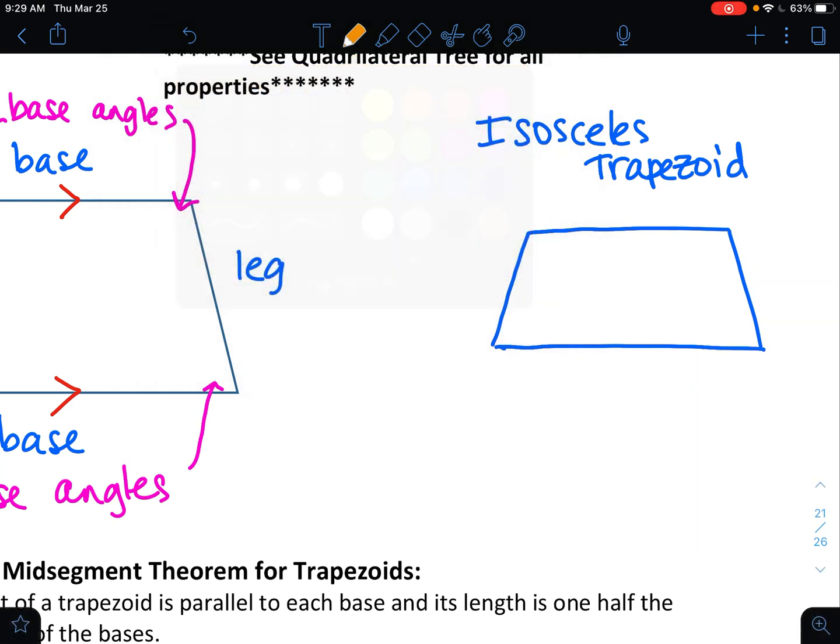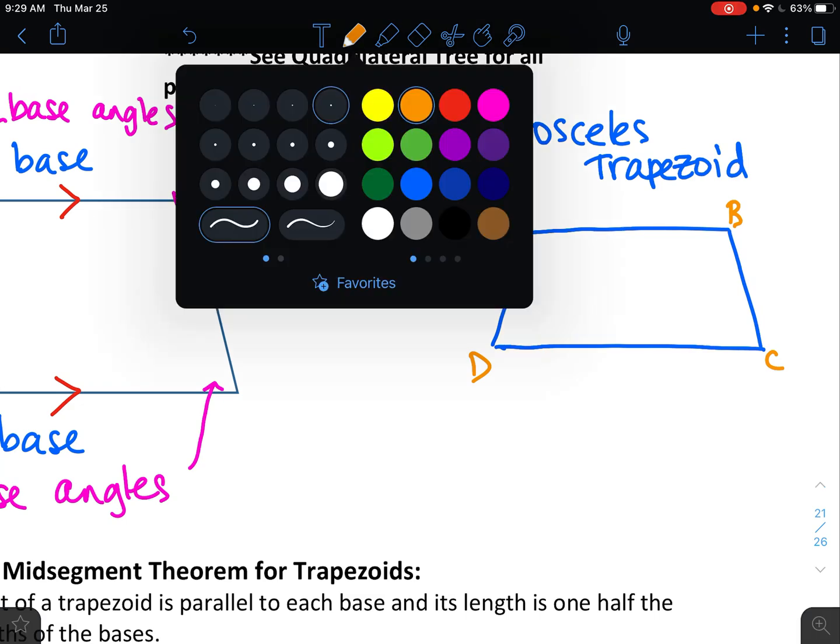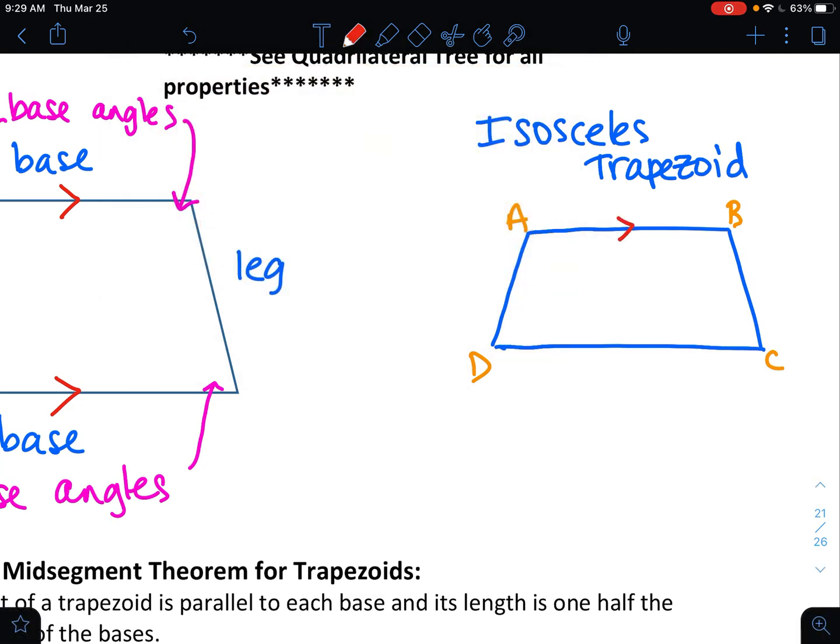Okay, so let's name it ABCD. In an isosceles trapezoid, it still has all the properties of the trapezoid we just listed over to the side. So it has one set of parallel lines. The other item that makes it isosceles is the two legs are congruent to each other. They're the same length. In just a general trapezoid, the two legs don't have to be congruent.